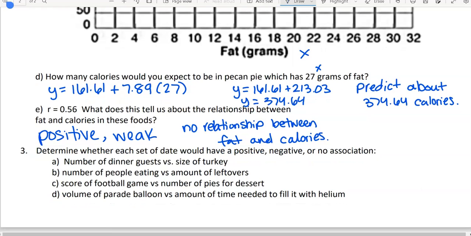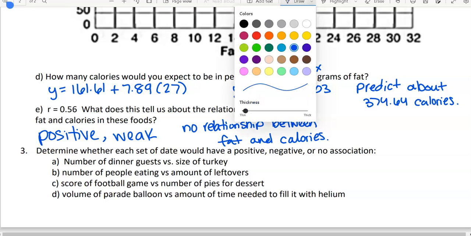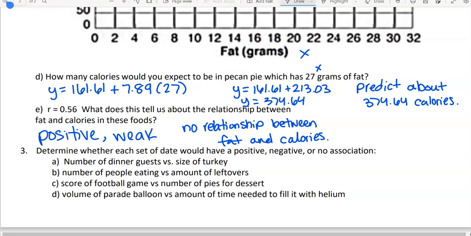This last little bit wants us to determine whether each set of data would have a positive, negative, or no association. The number of dinner guests versus the size of a turkey. If you have more people, that's more people to eat, right? So I would say this has a positive association, because the more people you have, the bigger turkey you're going to need. The number of people eating versus the amount of leftovers. The more people eat, the more food is consumed, so hopefully you have less leftovers. So this is going to be a negative association. The more people you have, the less leftovers.